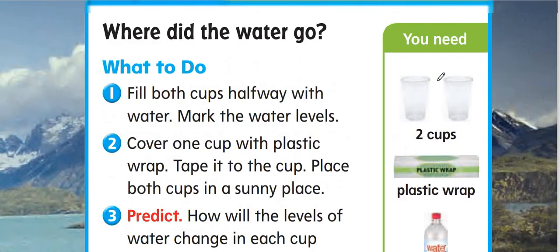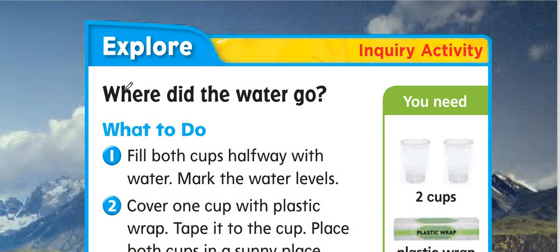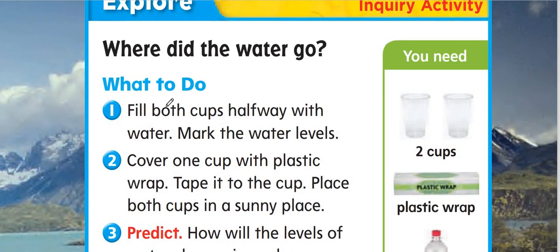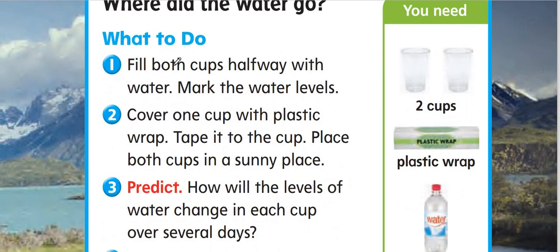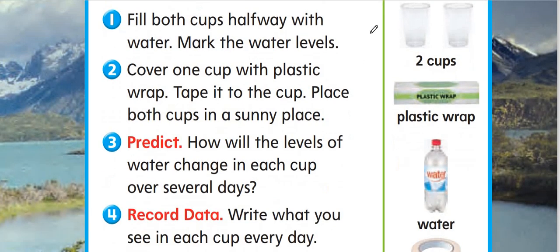Here we have an inquiry activity. Where did the water go? So we have here both cups. Fill both cups with water and mark the water level. Cover one cup with a plastic wrap. Tape on the cup and place both cups in a sunny place.